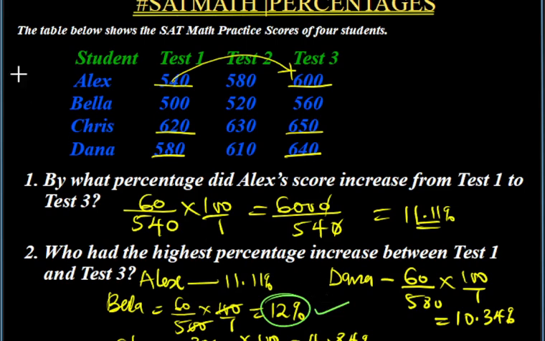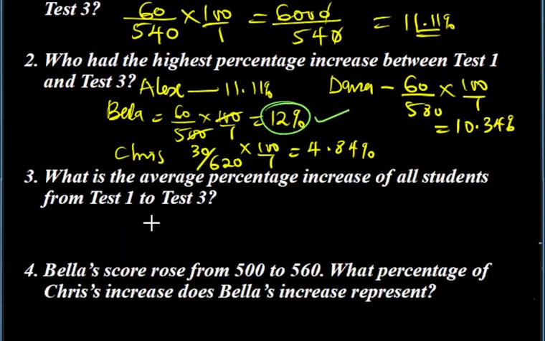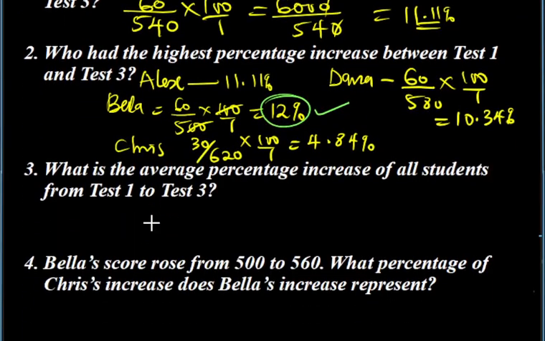So our answer here is Bella. Now for the third question, it says, what is the average percentage increase of all students from test 1 to test 3? This one is very simple. All we need to do is get the percentage increase, which we already calculated in the second question, then divide by 4. That is the sum of all the percentages divided by 4.